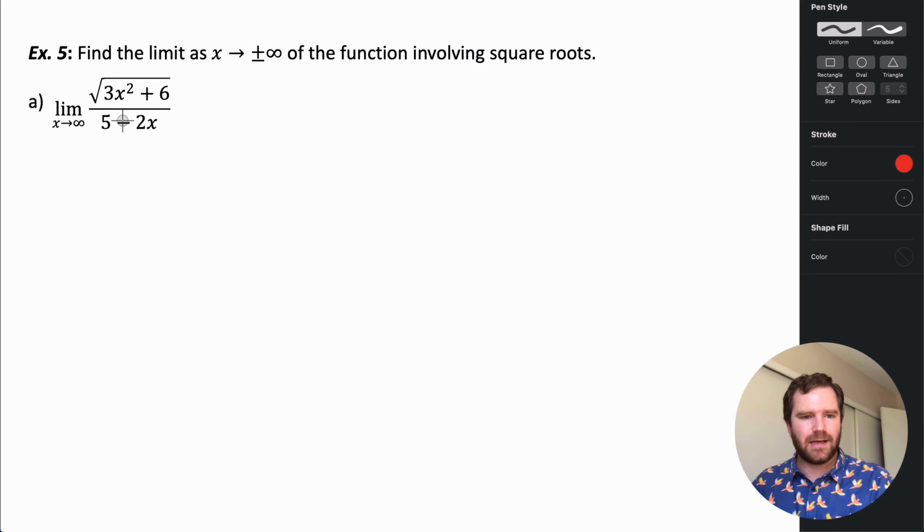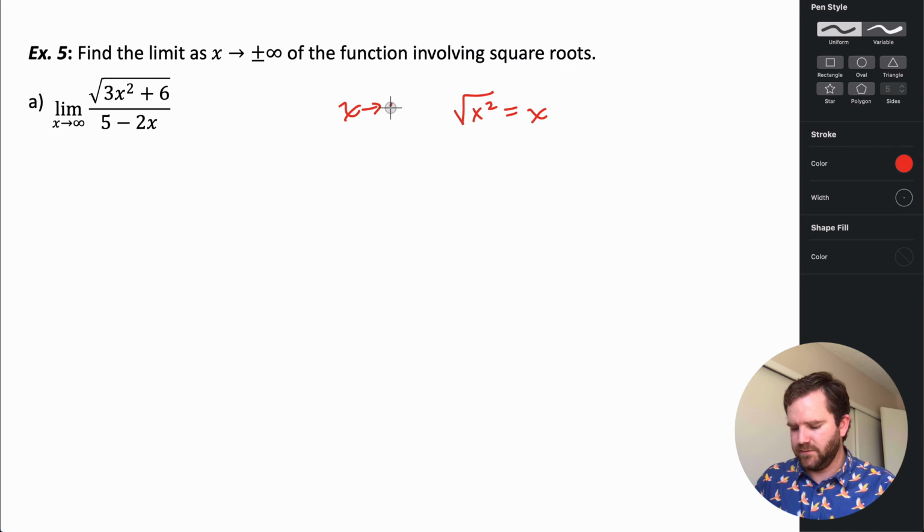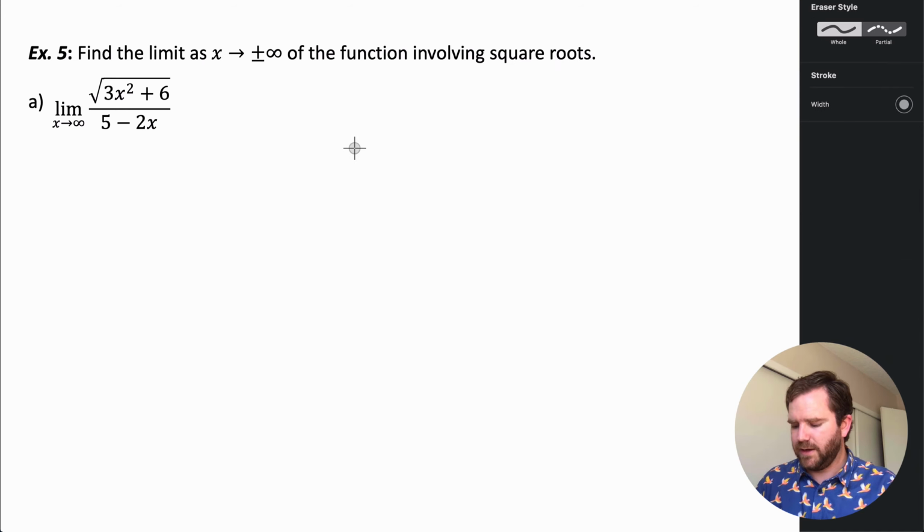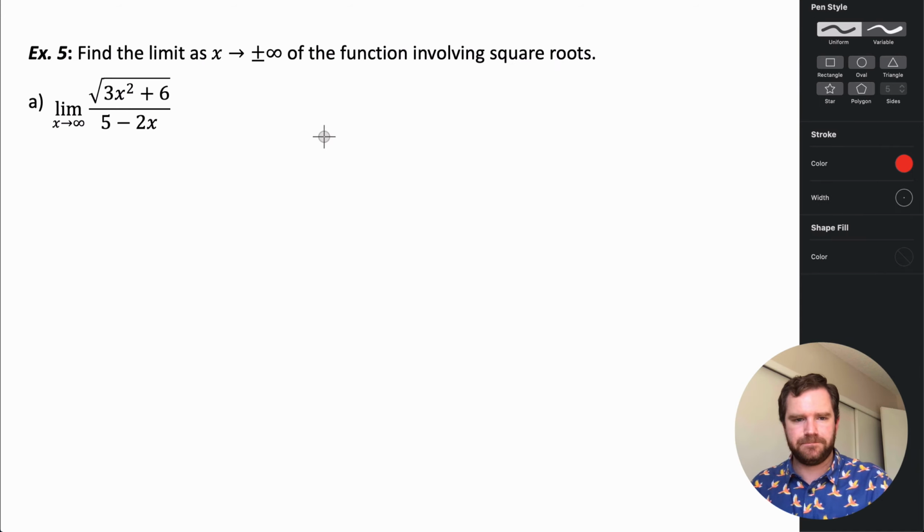And when x is going off to positive infinity, the square root of x squared is just going to be equal to x. When x goes to negative infinity, the square root of x squared is going to be the negative x. So it's the opposite version. So in this situation, we don't have to worry about the negative because we have a positive infinity here.